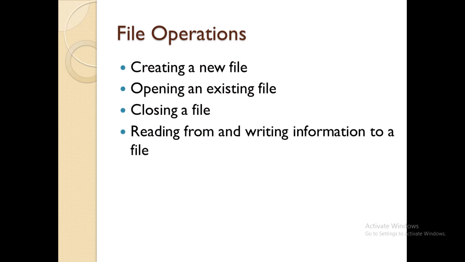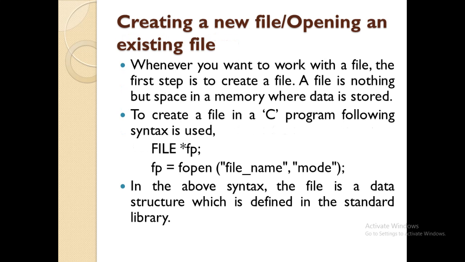So file operations can be categorized into four categories, that is creating a new file, opening an existing file, closing a file, reading from and writing information to a file. So we will discuss all these file operations one by one. So first is creating a new file and opening an existing file.